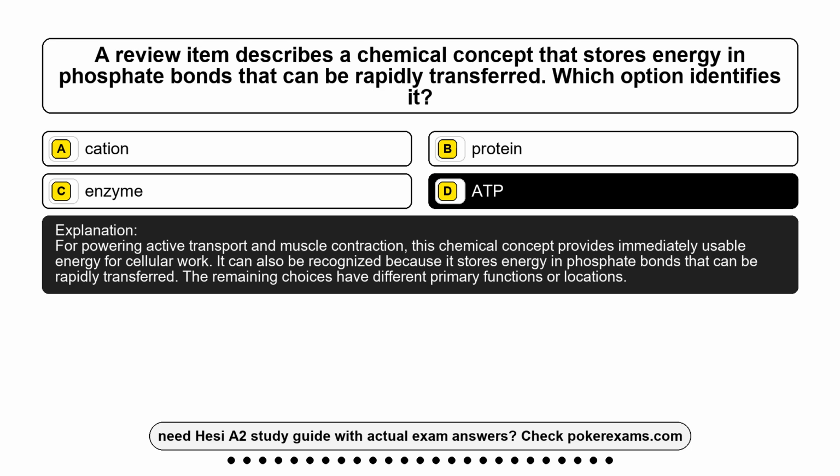For powering active transport and muscle contraction, this chemical concept provides immediately usable energy for cellular work. It can also be recognized because it stores energy in phosphate bonds that can be rapidly transferred. The remaining choices have different primary functions or locations.